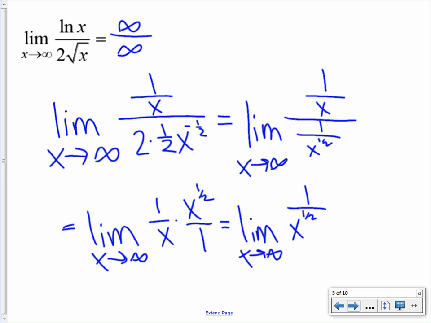Now, can we evaluate this limit? Therefore, it's getting very, very small.